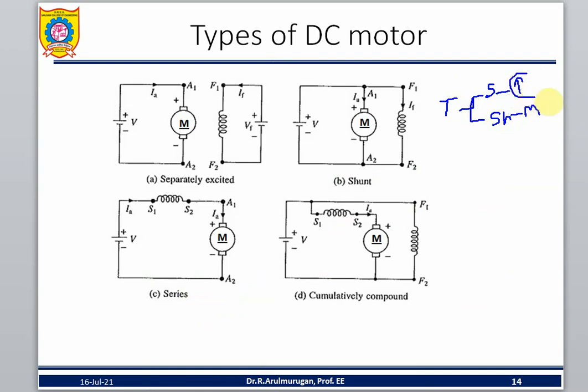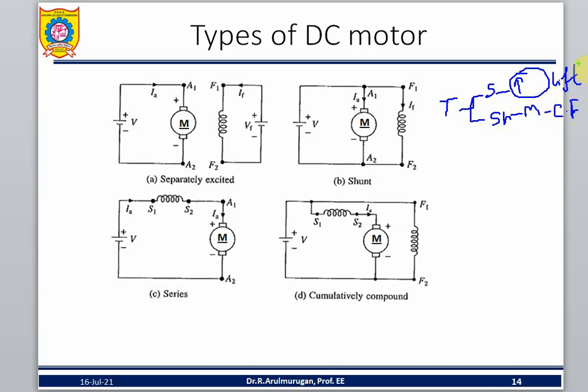High starting torque means, for example, a lift. Medium starting torque, for example, a ceiling fan. This is the differentiation, and automatically you will understand very clearly.